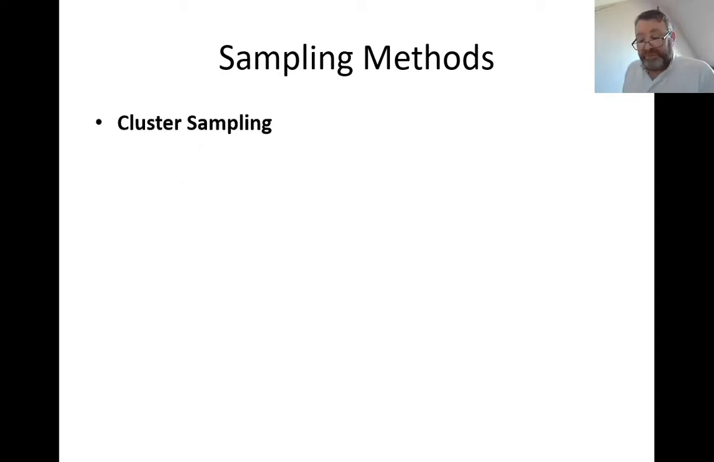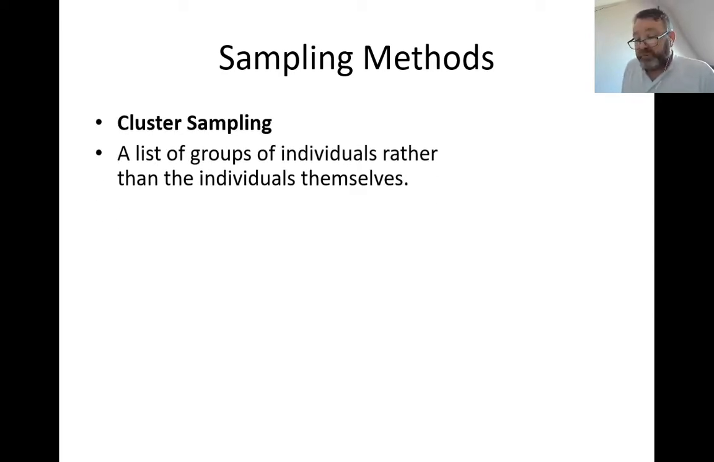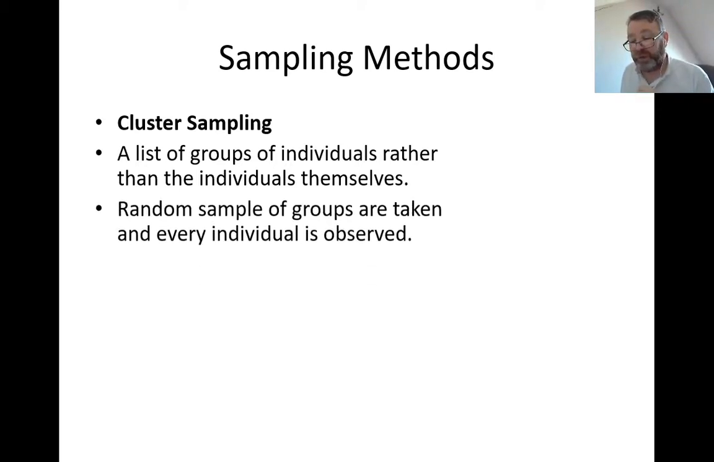Okay, cluster sampling. A list of groups and individuals rather than the individuals themselves. So in other words, you're going to cluster. A cluster, you know what a cluster is. A cluster of nuts is where you get a group of nuts all growing in the same place. So a list of groups rather than the individuals themselves. Random samples of groups are taken and every individual is observed.